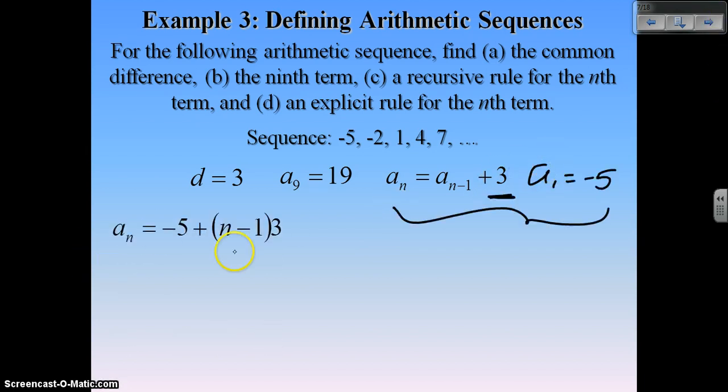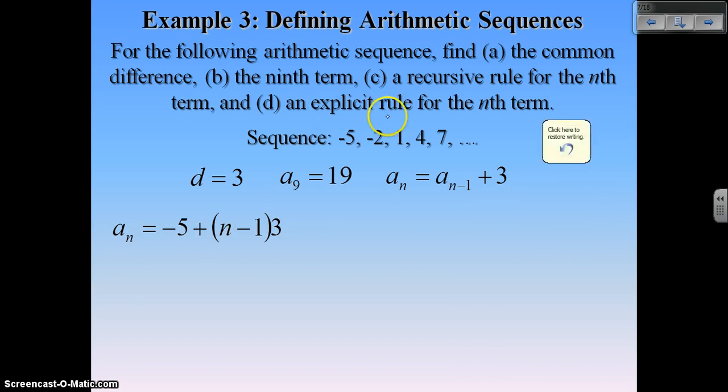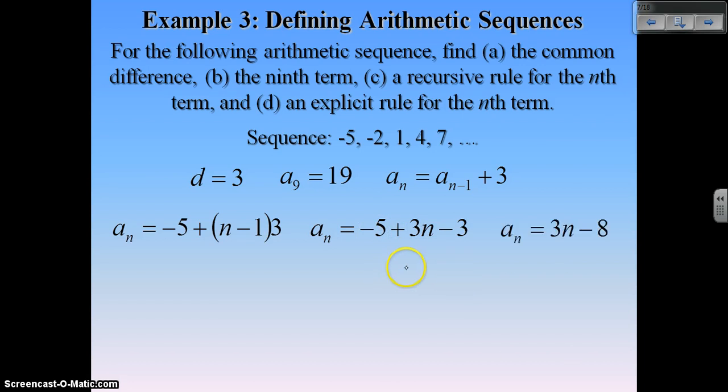Now, how do I come up with the explicit rule? Remember the formula that I showed you a moment ago? A sub n equals a sub 1 plus n minus 1 times d? That's what we use to come up with the explicit rule. You could leave it like this, but that's really not simplified. So I'll distribute my 3, and then combine my like terms, and my explicit rule is a sub n equals 3n minus 8. Again, this is very useful. If I wanted the 1000th term, I would just plug in 1000 for n and simplify. Then I don't have to keep adding 3 over and over again.